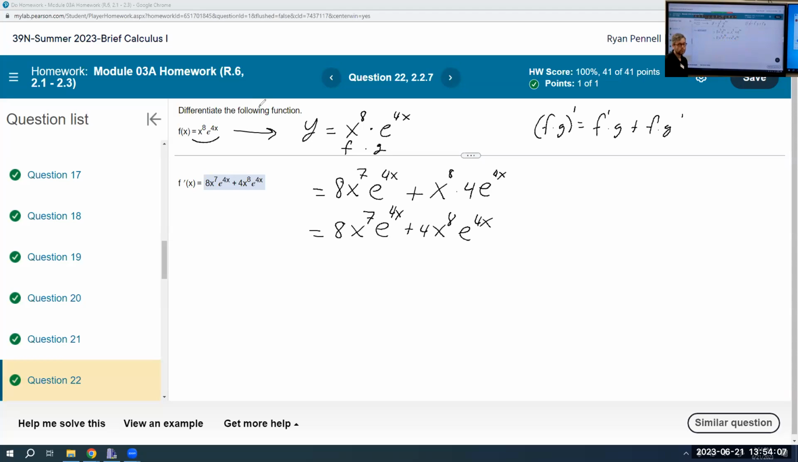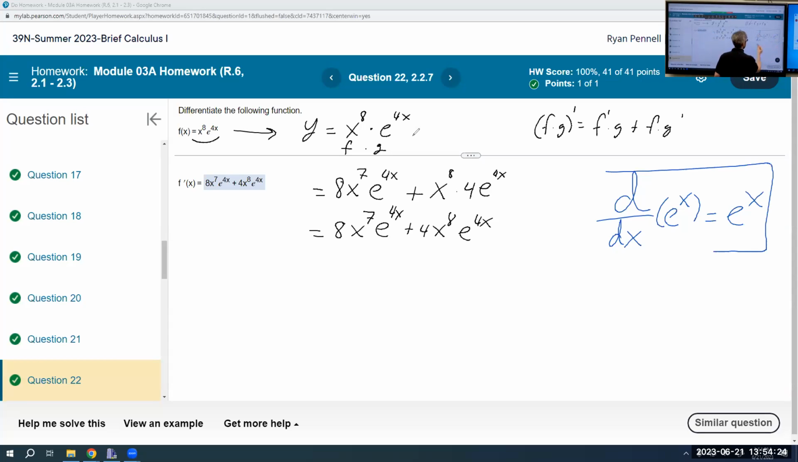So product rule, but we're just adding e to the x in that mix here. And we need to at least believe me today, derivative of e to the x is e to the x, even though I haven't proven it. That's the idea. So that's playing with product rule.